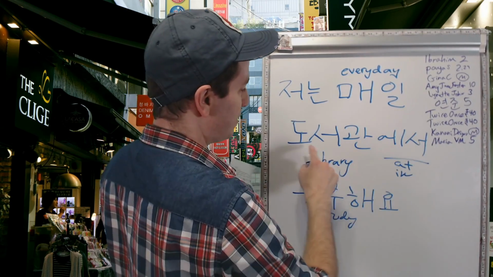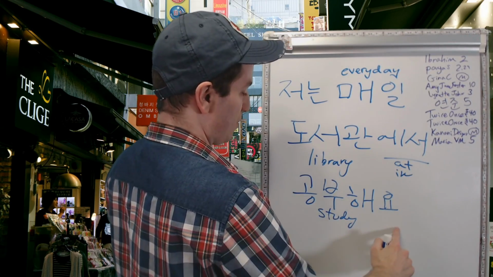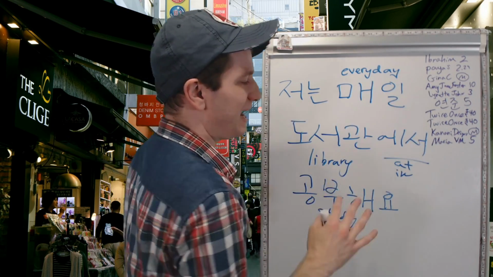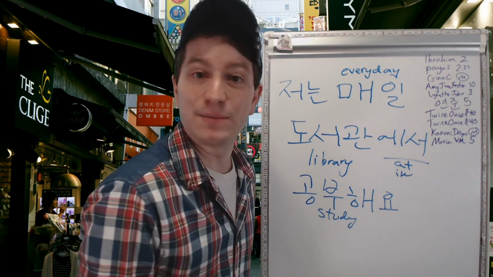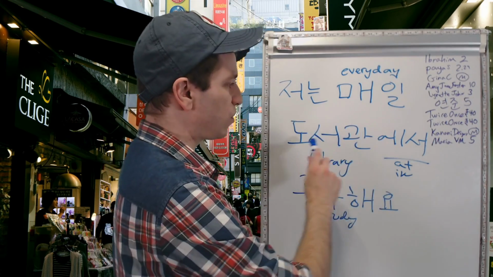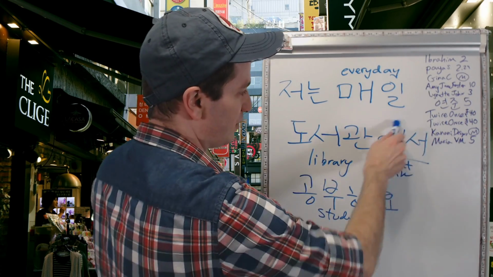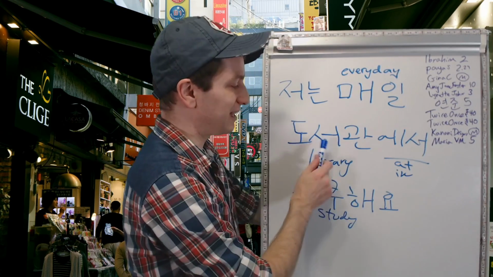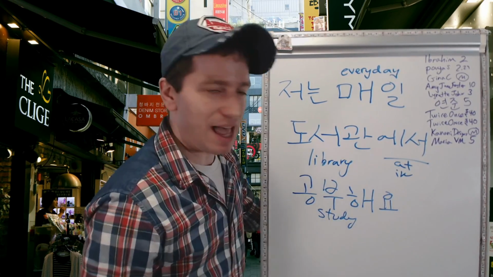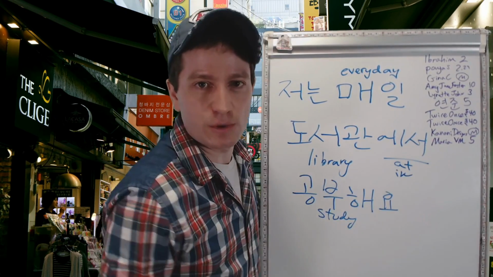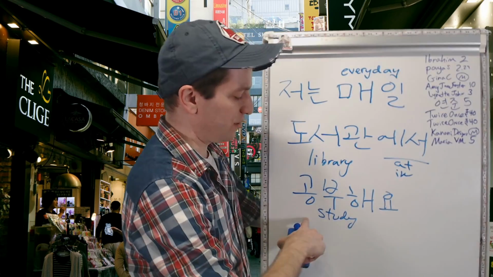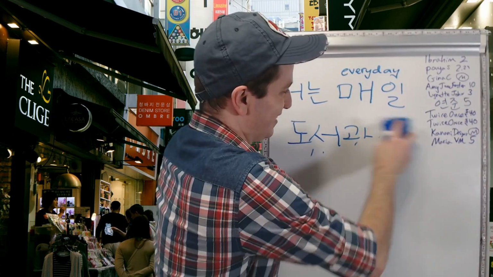저는 매일 도서관에서 공부해요. I study every day at the library, or I study in the library every day. So here we have the location. Something's going to happen at the library. If you were to say I'm just in the library, you wouldn't use 서 because it's not showing any sort of action. So 공부하다 here is the action of studying.